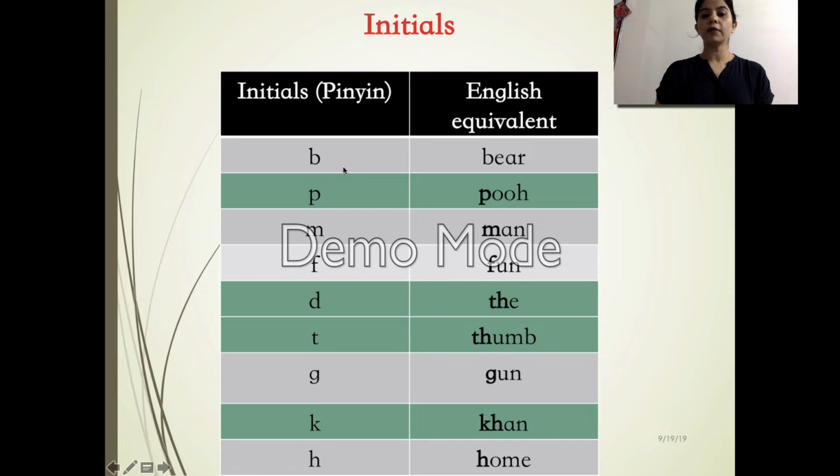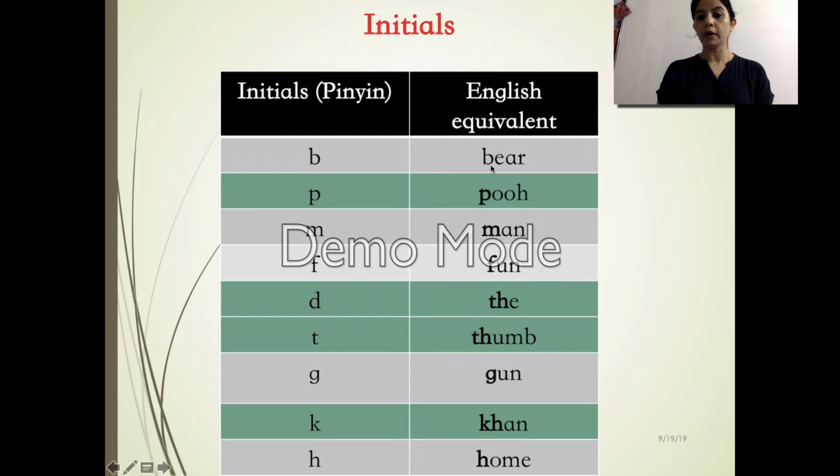So we just go one by one and understand the pronunciation of each of these, because some of the initials have similar pronunciation as English, but some of the initials have a different pronunciation. So I'm just going to read one by one and will tell you which are the initials which have a pronunciation different from the English language. Okay, so first we'll start with the B.